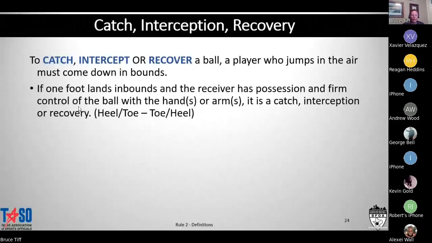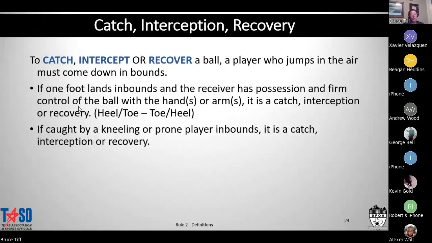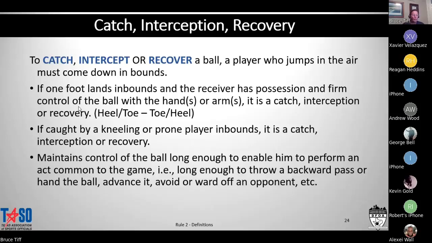If caught by a kneeling or a prone player in bounds, it's a catch, interception, or recovery. Obviously, the play is going to be dead right away, but it is still considered a catch. We also want them to maintain control of the ball long enough to enable them to perform an act common to the game. You hear that term a lot. What are some acts common to the game? They have the ball long enough to be able to throw a backward pass, hand the ball off, advance it, or avoid or ward off an opponent. Those are some examples of acts common to the game.